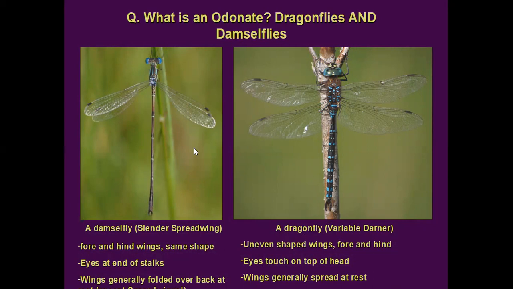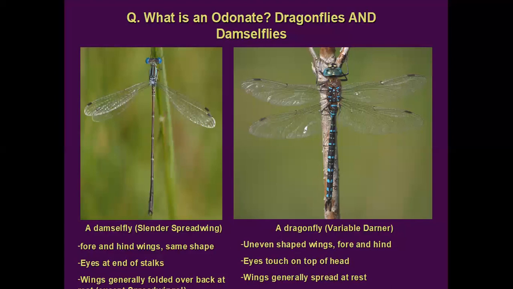Anisoptera means unequal wings, and Zygoptera means same wings. And that's actually a really good way to distinguish between a dragonfly and a damselfly. As you'll notice, the damselfly on the left has two pairs of equal wings. They are the same shape, same size. And the dragonfly on the right has its fore wings longer and narrower, and its hind wings shorter and wider. So that's one big characteristic that distinguishes the dragonflies from the damselflies.